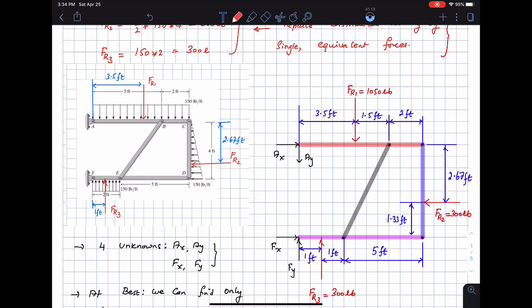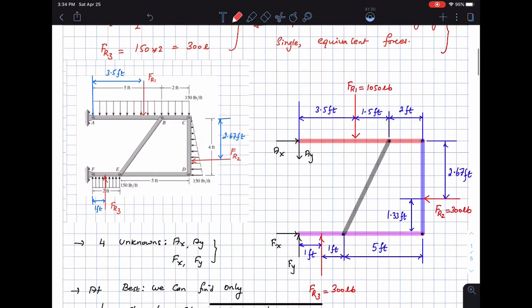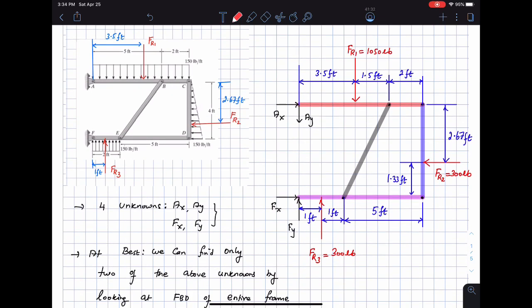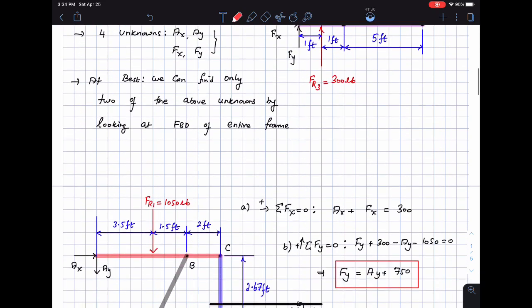Even if I have 4 unknowns, if I draw the free body diagram of the entire frame, I'm still capable of obtaining 2 of the unknowns. I might not end up getting all of them, but it is still a useful exercise. So I draw the free body diagram of the entire frame. I have 4 unknowns, and at best I can find 2 of them, and that's essentially what we do.